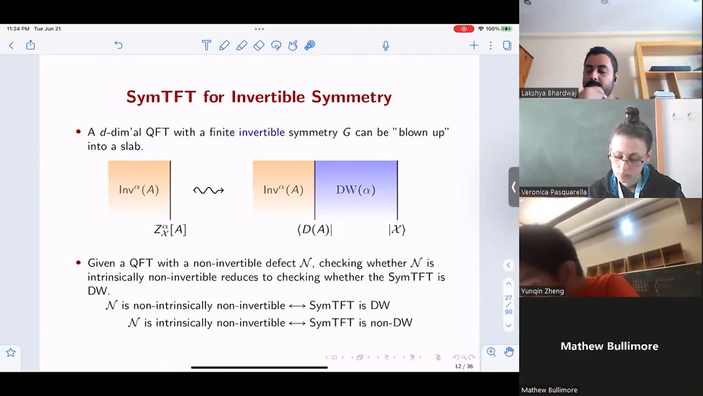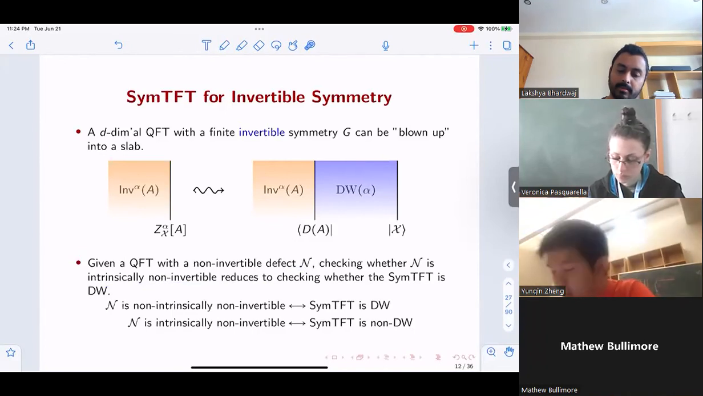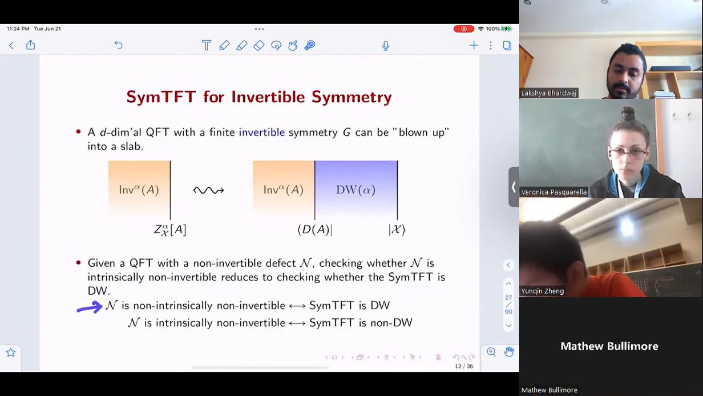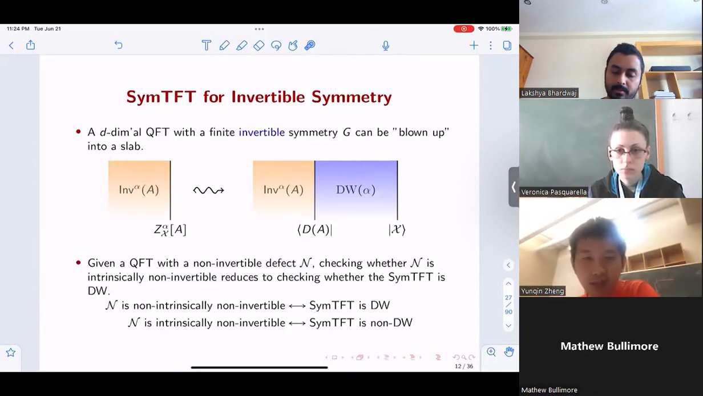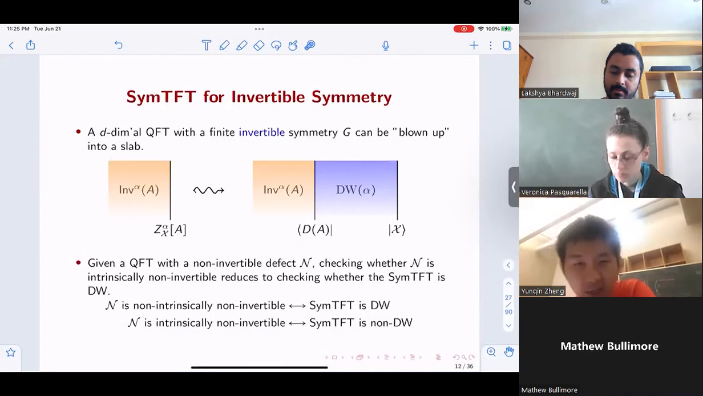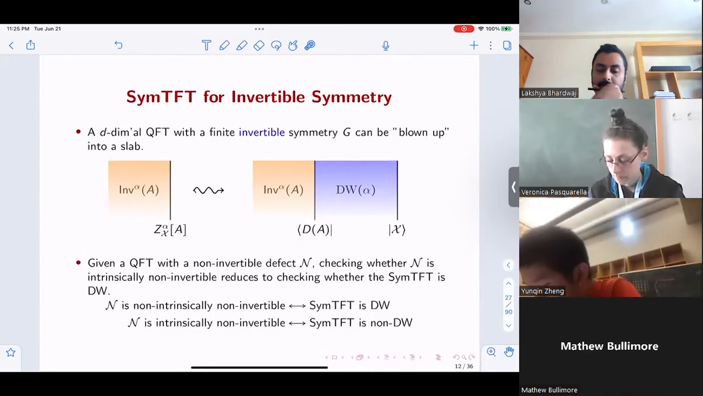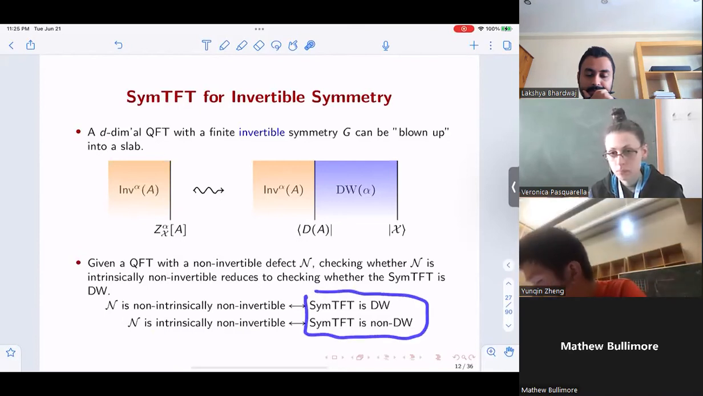Okay, so given a QFT with a non-invertible defect, checking whether this non-invertible defect is intrinsically non-invertible reduces to asking whether this symmetry TFT is Dijkgraaf-Witten. In particular, when the non-invertible defect is not intrinsically non-invertible, then the symmetry TFT must be a Dijkgraaf-Witten model, because the symmetry TFT is invariant under these topological manipulations. And if the non-invertible defect is intrinsically non-invertible, then the symmetry TFT cannot be a Dijkgraaf-Witten model. So asking whether the non-invertible defect is intrinsically non-invertible reduces to asking whether the symmetry TFT is Dijkgraaf-Witten or not.